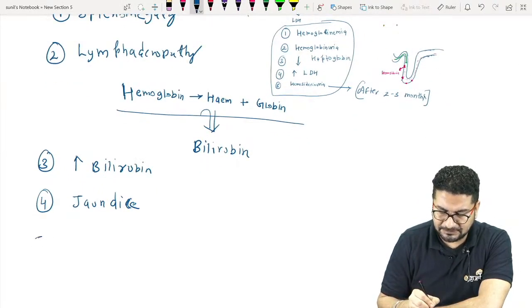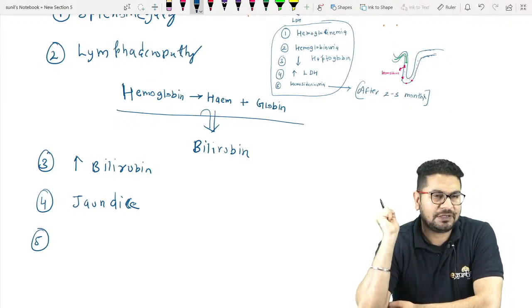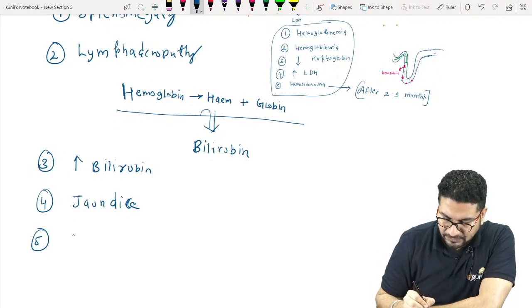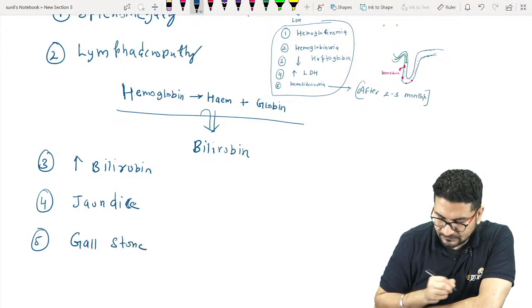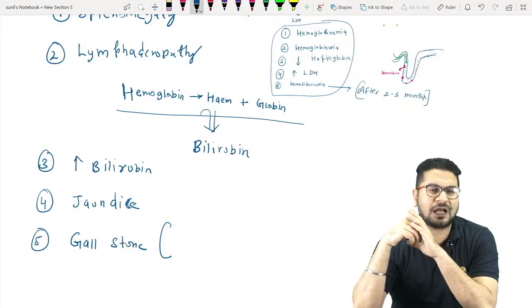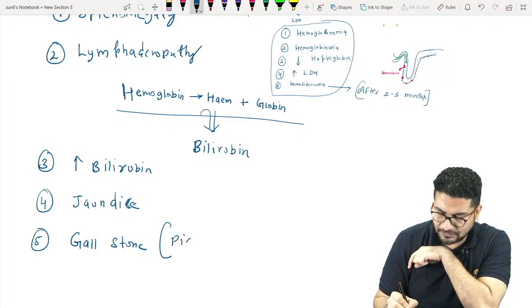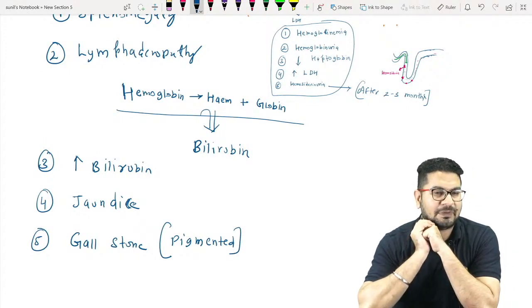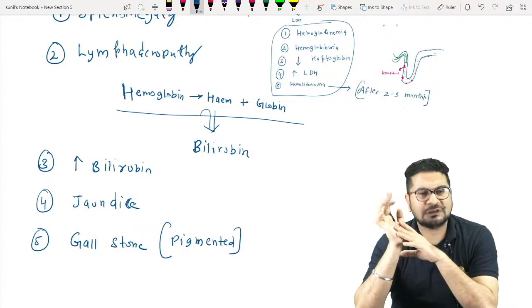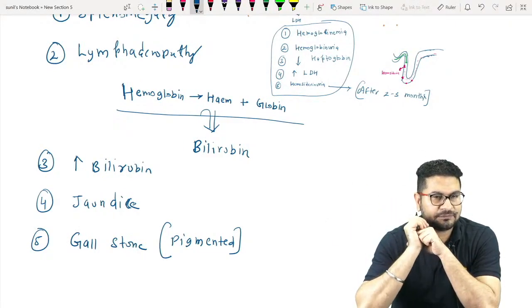If a patient is developing jaundice, sometimes this bilirubin can form stones in your gallbladder. This is what we call gallstone. The patient can develop gallstone. So remember, in the gallbladder we have two types of stone. The most common stones are cholesterol stones, seen in obese persons. But bilirubin is a pigment, so this is what we call pigmented gallstone.